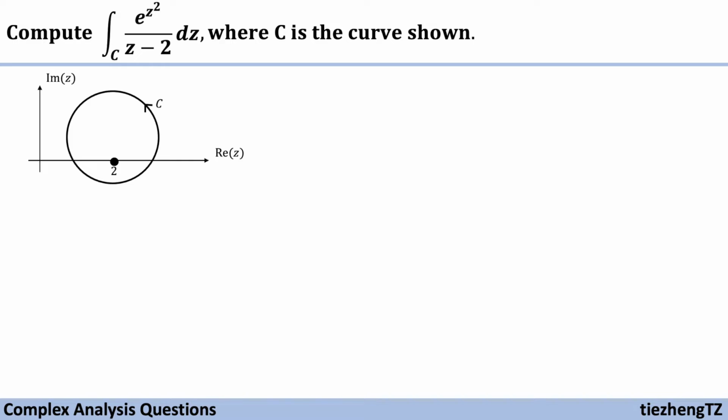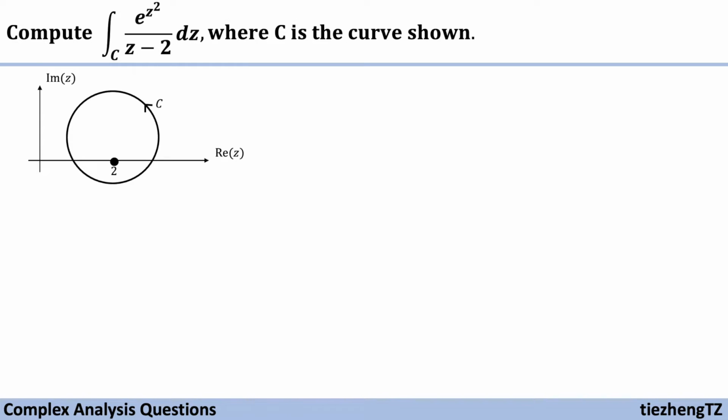Today's question is to compute the integral of e to the power of z squared over z minus 2 dz, where the contour C is the curve shown below. From this given function, in the denominator we have z minus 2, and in the curve we know the point (2, 0) is within this given contour.